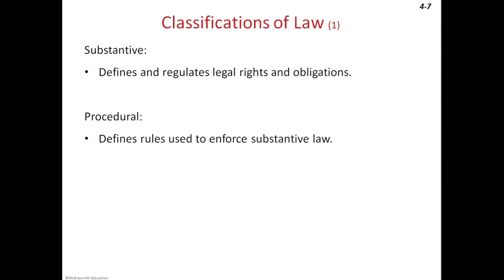For example, the Miranda warning, or the laws that require police to read suspects their rights and govern the arrest and trial procedures, are all examples of procedural laws.